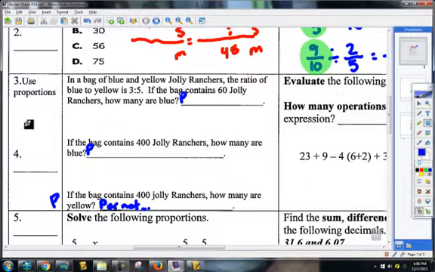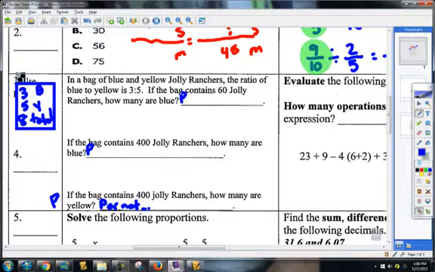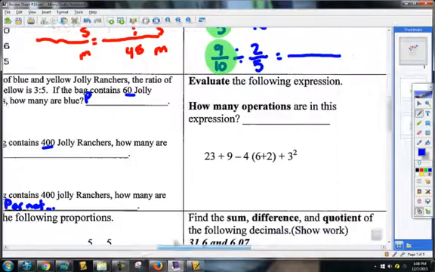Just remember, I would expect to see edge pieces. So my edge pieces here. In a bag of blue and yellow Jolly Ranchers, the ratio of blue to yellow is 3:5. So in that case, I know there are 3 blue. I know there are 5 yellow, which also means there are 8 total. And then just build. That's your fake information right there. That's all fake. This here is real. Set up a proportion. This right here is real. Set up a proportion.